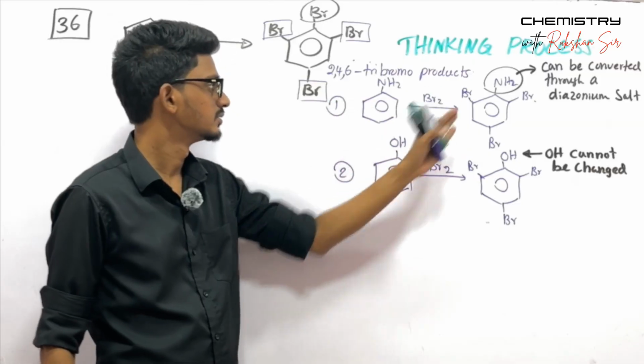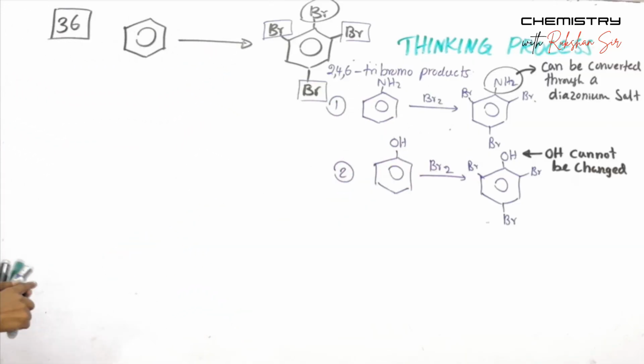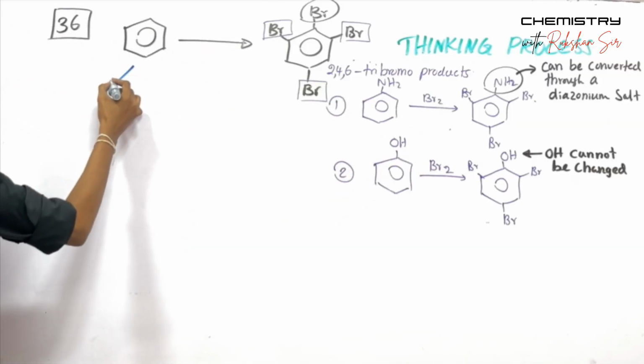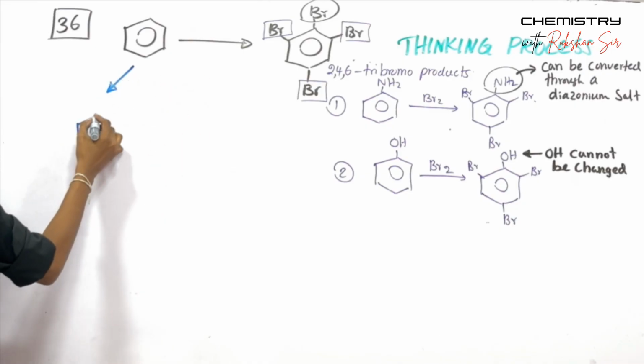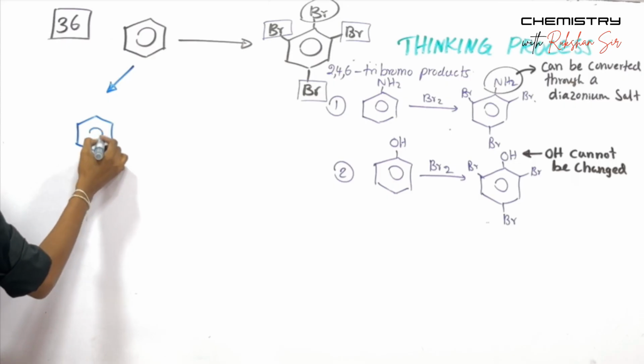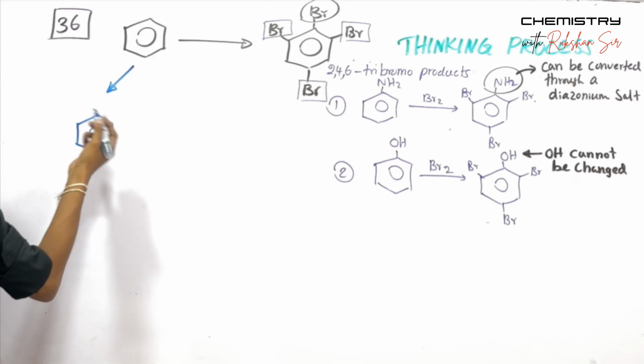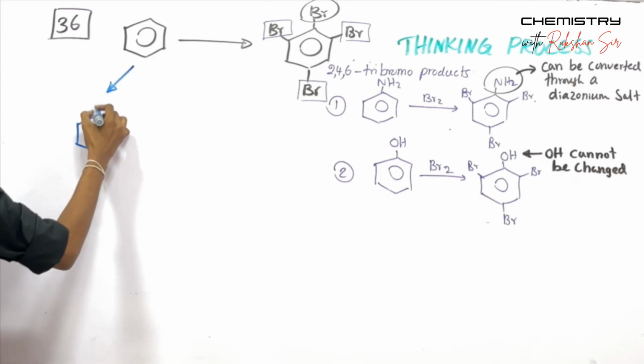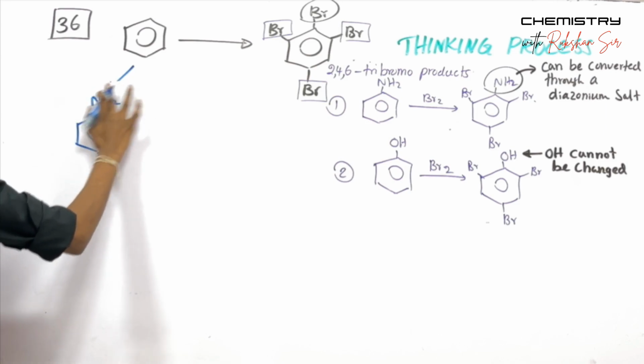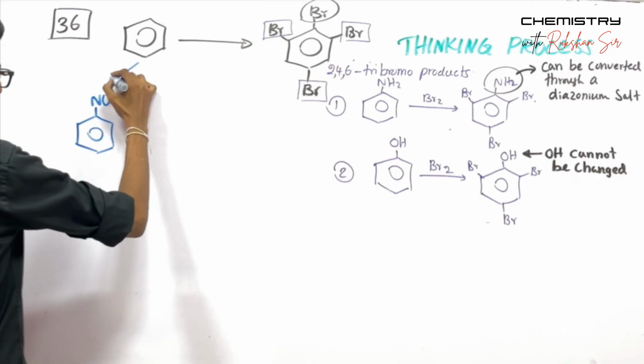Hurry, let's do it. So first we need to convert to the aniline to make the tribromo product. Aniline can't be made directly, so first we need to make the NO2. With the NO2 pathway, you get the aniline.